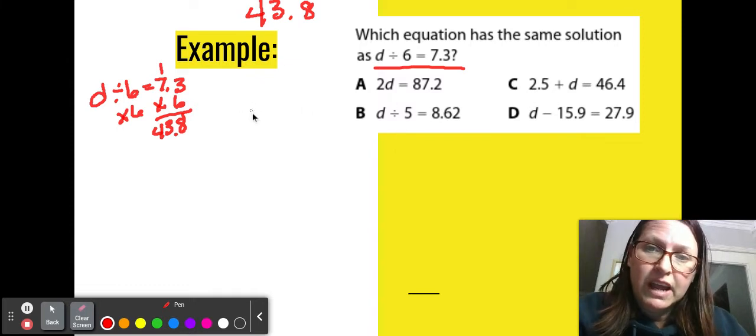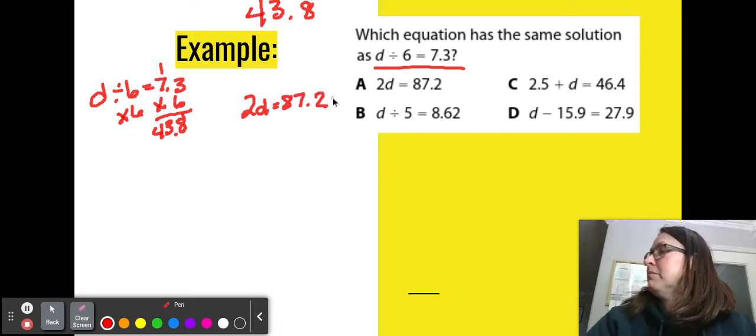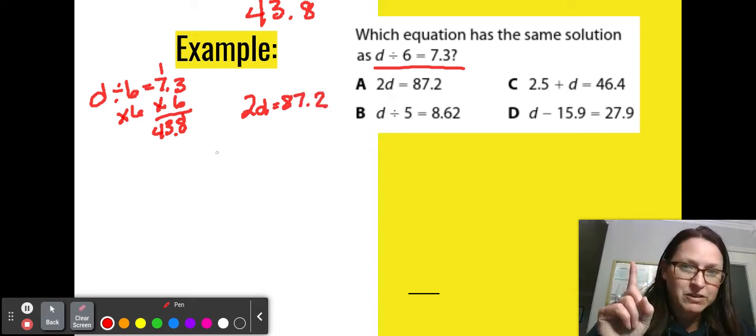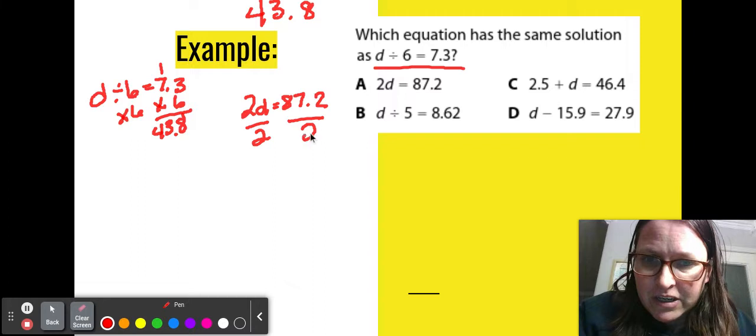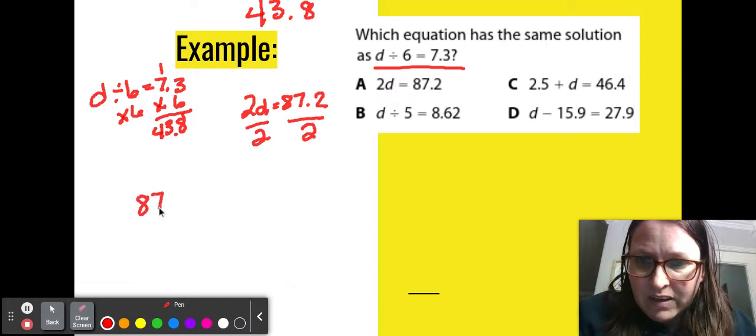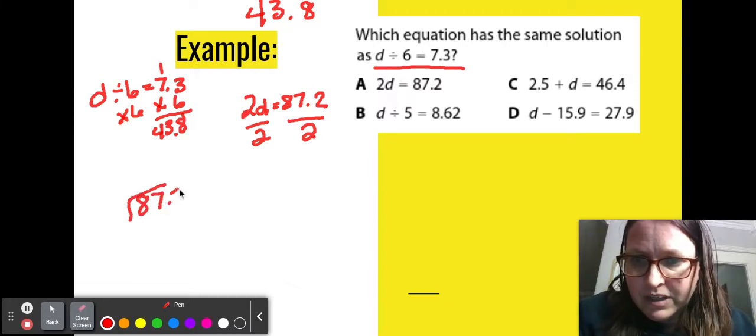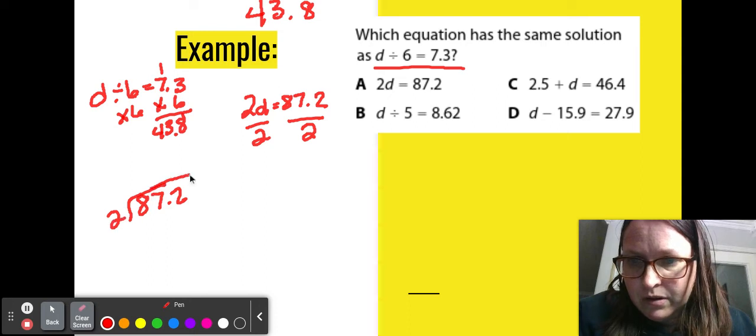So right here, A has 2D equals 87.2. What's my variable? My variable is D. What are they doing to it? They're multiplying it by 2. So how do I do the opposite? I divide it by 2. So divide by 2, divide by 2. See, 87.2 divided by 2.